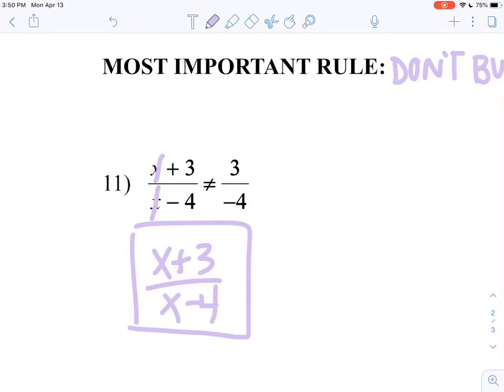You cannot separate trinomials. So you also can't bust your trinomials. Again, they're a package deal. Either you cross them out as a whole or you leave them alone. Do not cross out bits and pieces of those.